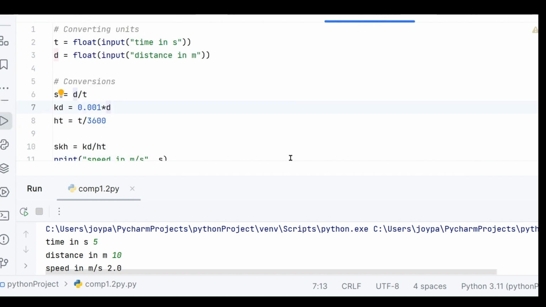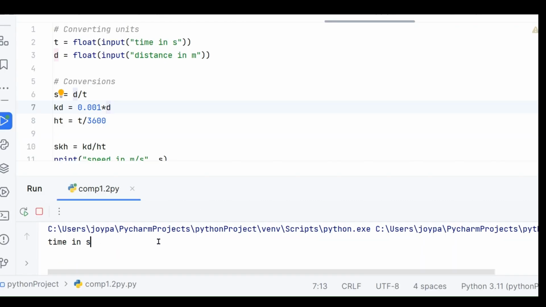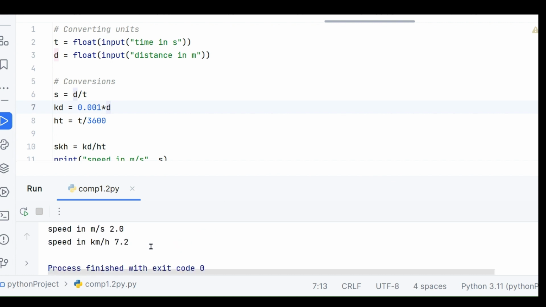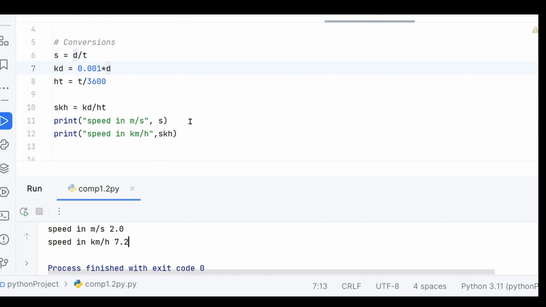So now we are going to run this. Time in seconds, let's say 5 seconds. Distance in meters, let's say, I don't know, 10. We can see here our speed in meters per second is 2 meters per second, but our speed in kilometers per hour is 7.2 kilometers per hour. So that is how we convert using Python.